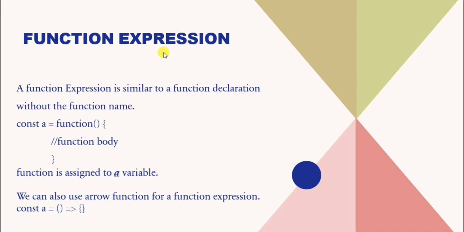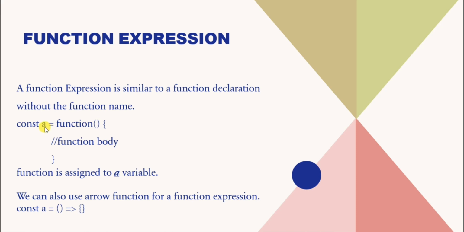Now let's see function expression. So when we create a function and assign it to a variable, then it is known as function expression. And since the function does not have a name, therefore it is called anonymous. So let's have a look over here. So here this is the function. This is the function body, and the function is assigned to a variable a.